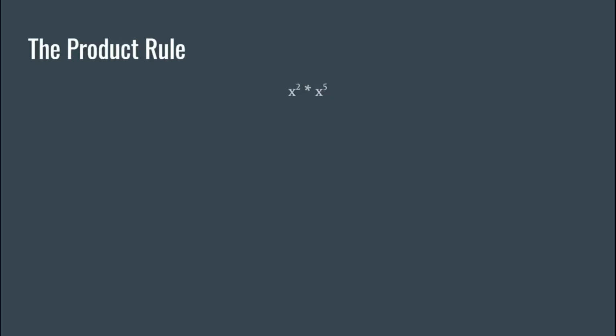You could do it the long way by writing it all out. The first has 2 x's and the second has 5 x's, so you could write them out like this. If you've seen my basics video for exponents, you should recall that repeated multiplication is what exponents are used for. So here we have 7 x's, so this should simplify to x to the 7th. That's one way you can do it.